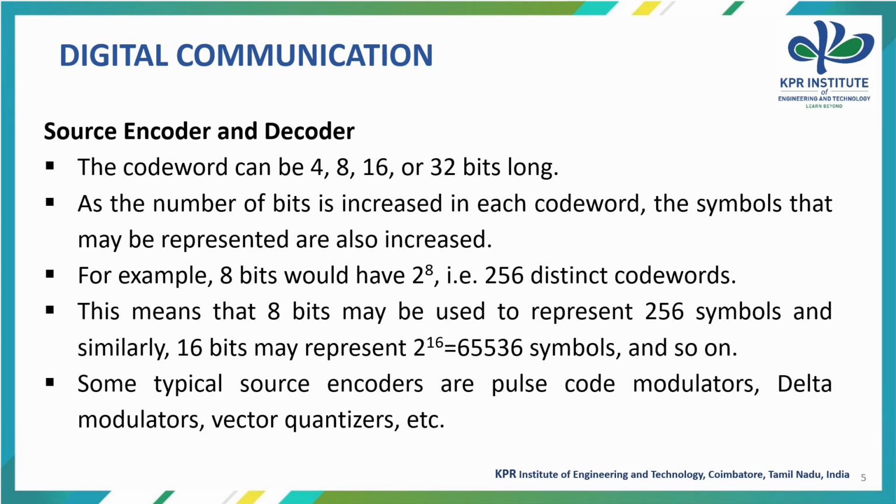As the number of bits in each code word increases, the number of symbols that can be represented also increases. For example, 8 bits would have 2^8, that is 256 distinct code words. This means that 8 bits may be used to represent 256 symbols, and similarly 16 bits may represent 2^16, that is 65,536 symbols, and so on. Some typical source encoders are pulse code modulators, delta modulators, vector quantizers, etc.